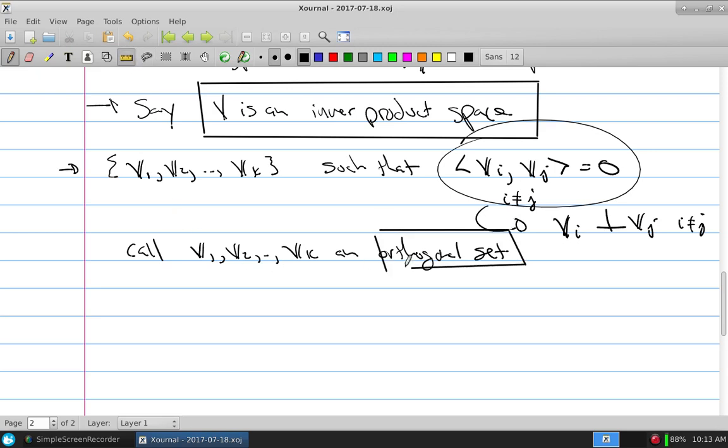So when I say the word orthogonal all by itself, it normally says that this vector and this vector have inner product 0. If I say orthogonal set, I really mean that when I check the orthogonality from every vector to every other vector, I always get an inner product of 0. And then I'll just simply say the entire set is orthogonal.